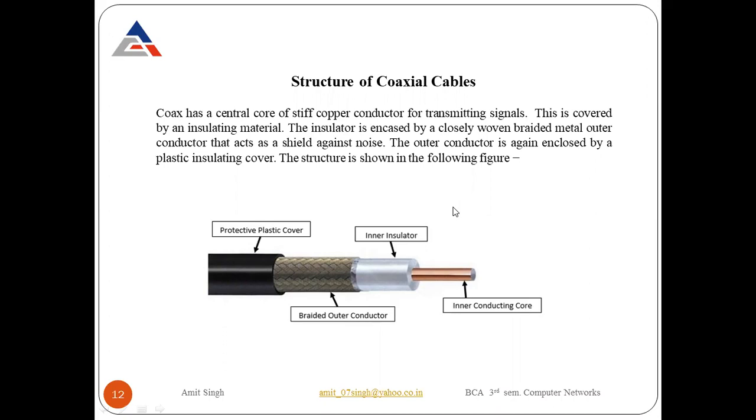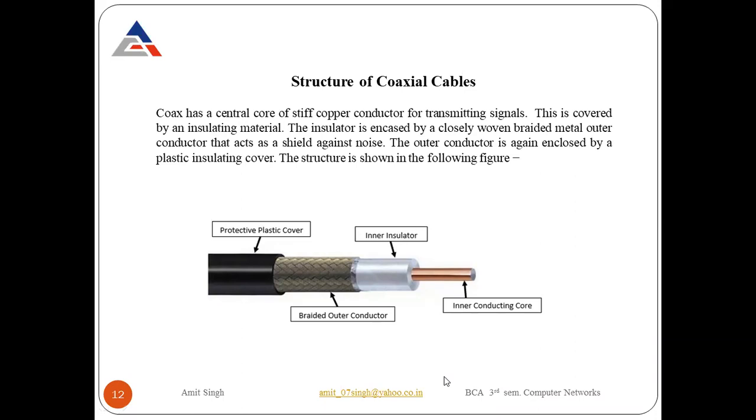First, we can discuss the diagram. Look at the diagram. The first is the copper. It is called the inner conducting core, which is responsible for communicating the data from one end to the other end. That inner conducting core is covered by the inner insulator, or you can say the plastic coating. And that plastic coating is covered by the braided outer conductor. The outer conductor is a mesh, meaning a mesh type of wire that covers the inner insulator. And at the outermost part, they have the protective plastic cover.